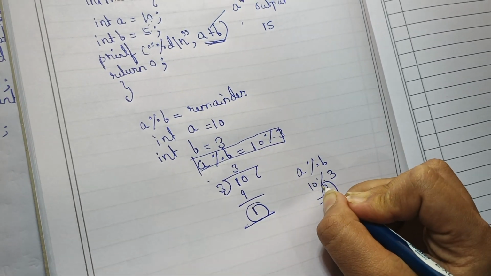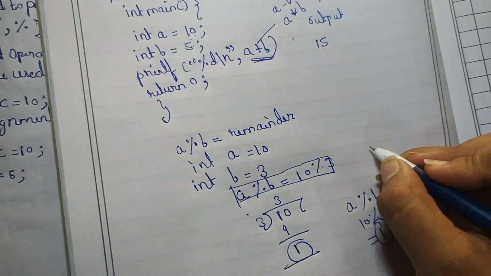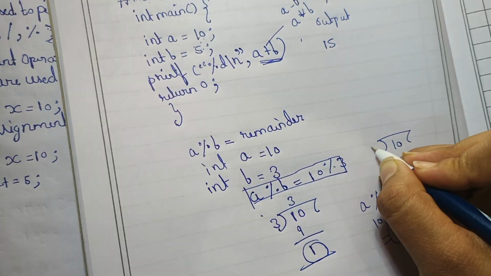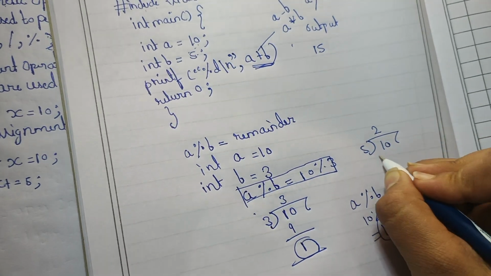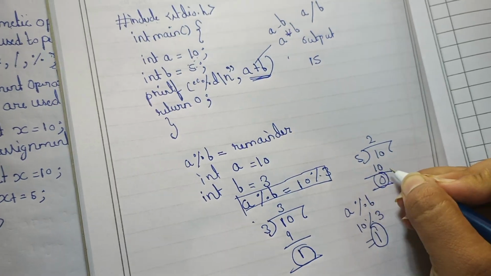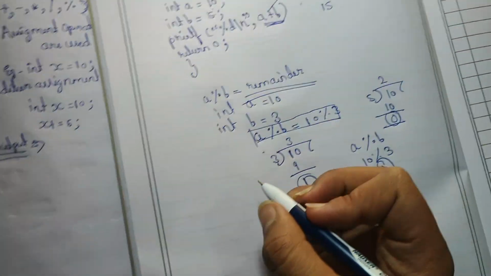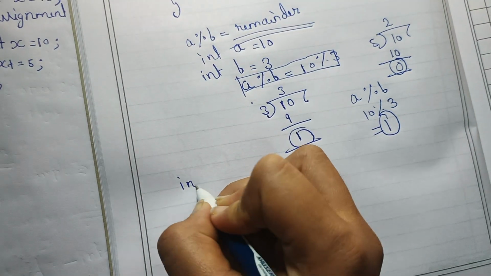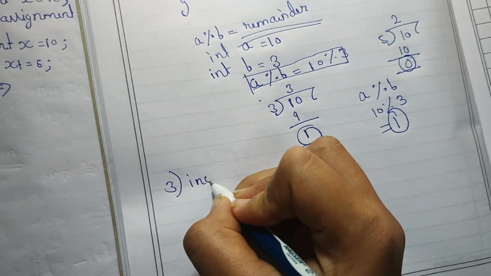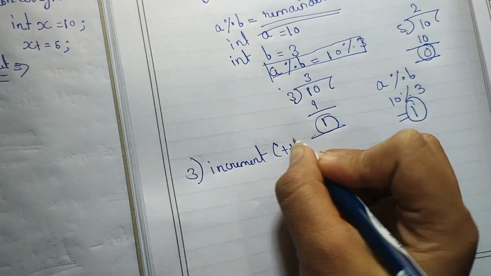Modulus means remainder. Now we'll take another example for modulus, that is 10 divided by 5, 2 fives are 10, remainder 0. Now the modulus is 0. So modulus means remainder. Then I said increment and decrement, right? One more concept was increment and decrement. Increment means plus and plus.